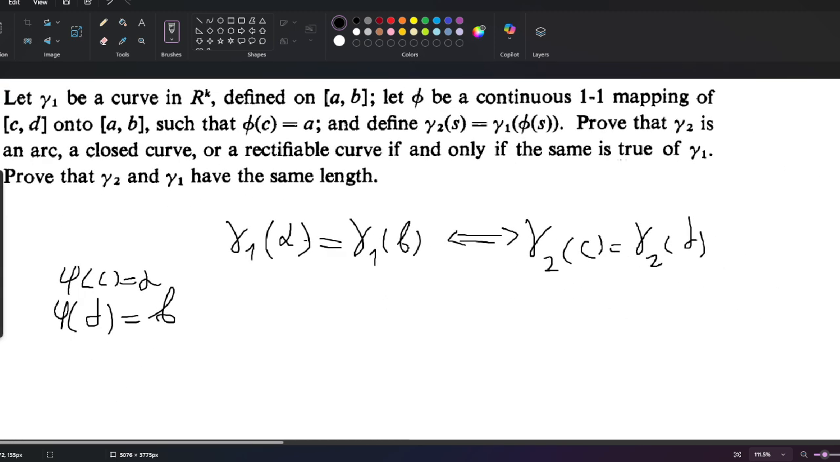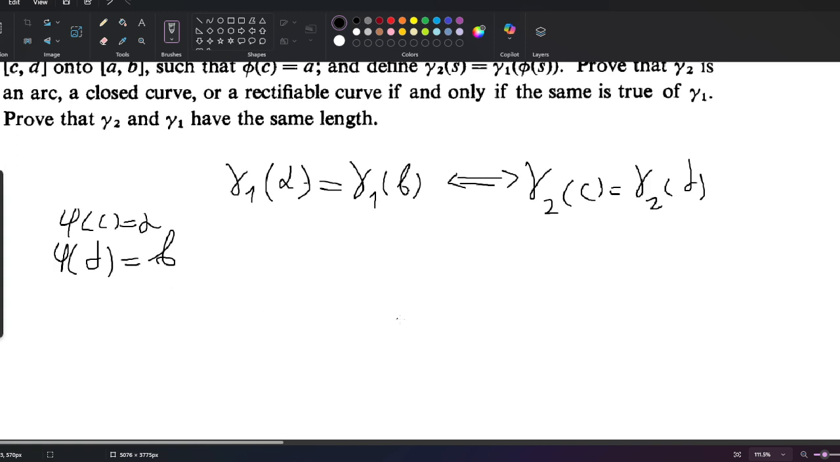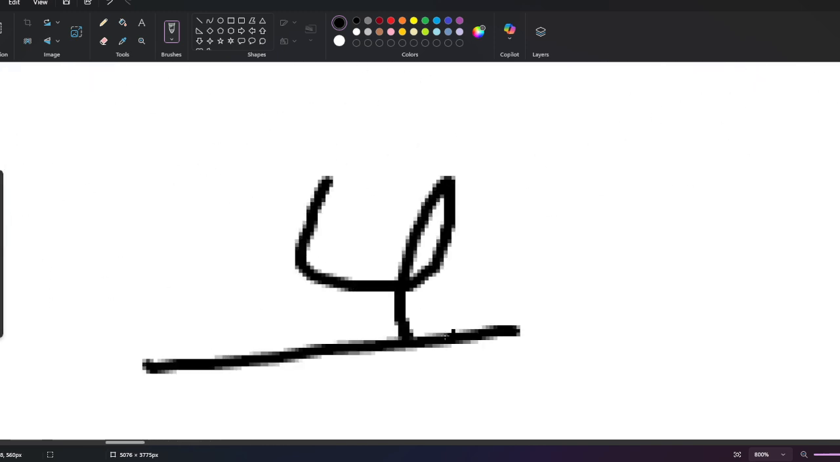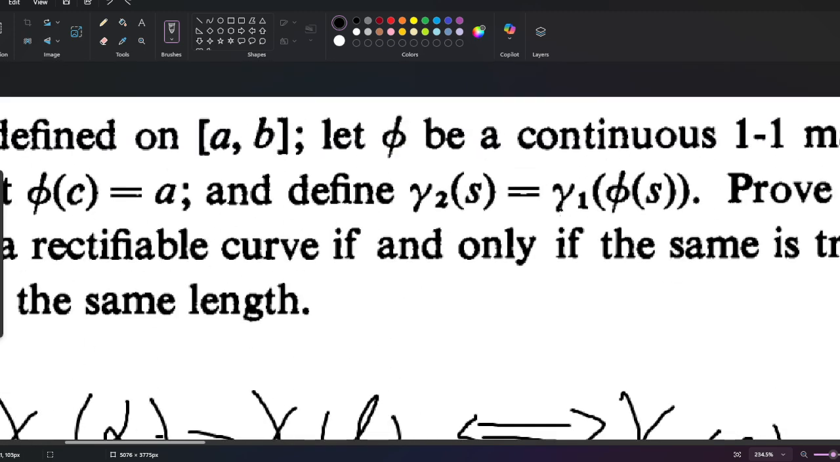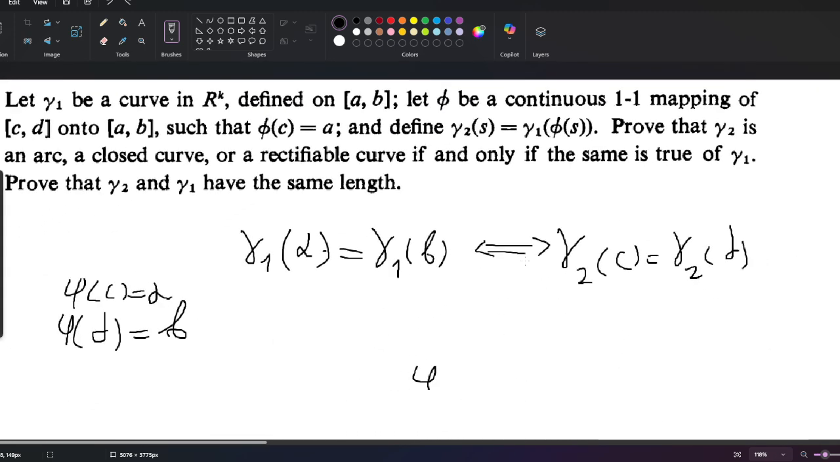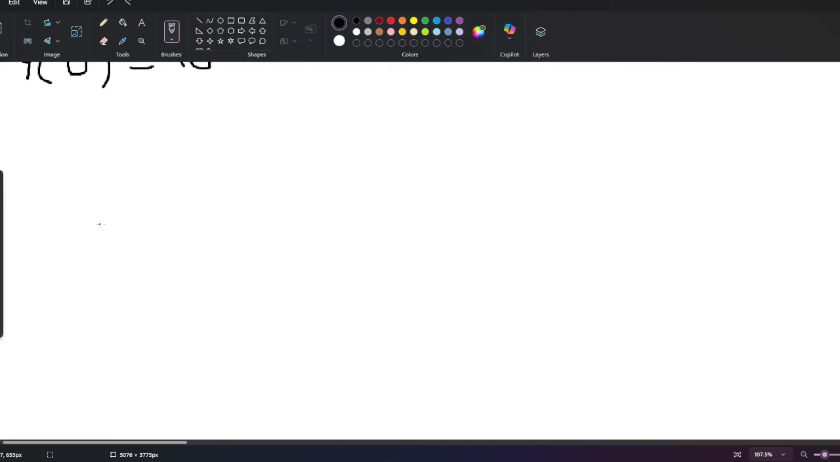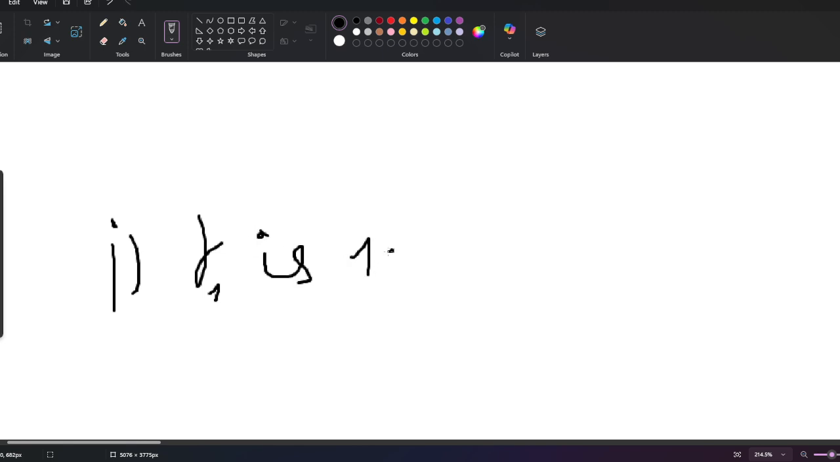Next, let's show that gamma 2 is an arc if gamma 1 is an arc. Well, an arc means that the curve is going to be one-to-one. How do we show that? Well, phi is one-to-one, and gamma 1 is going to be either one-to-one or not one-to-one. So, first case, gamma 1 is one-to-one.